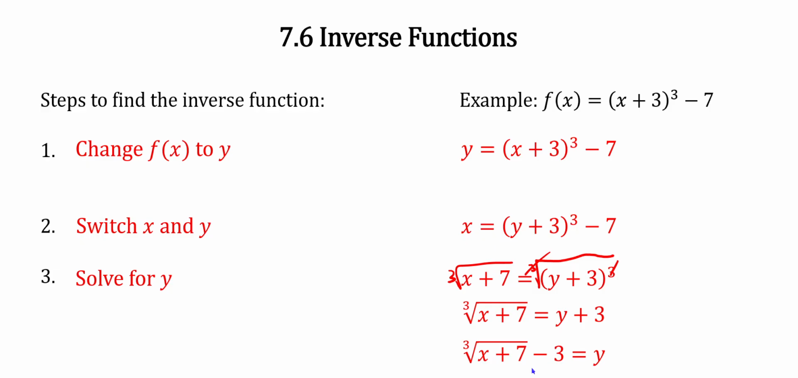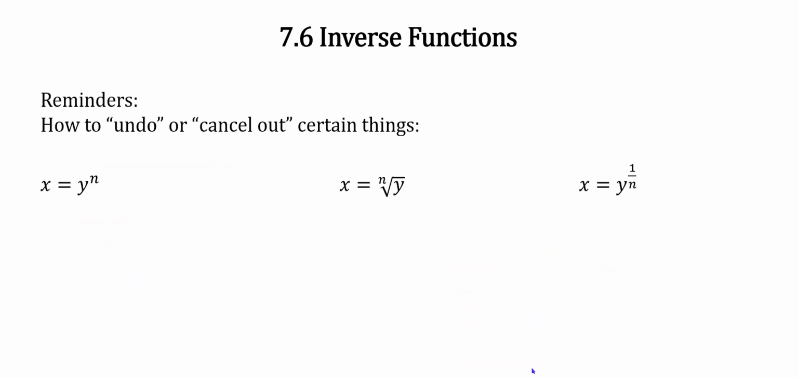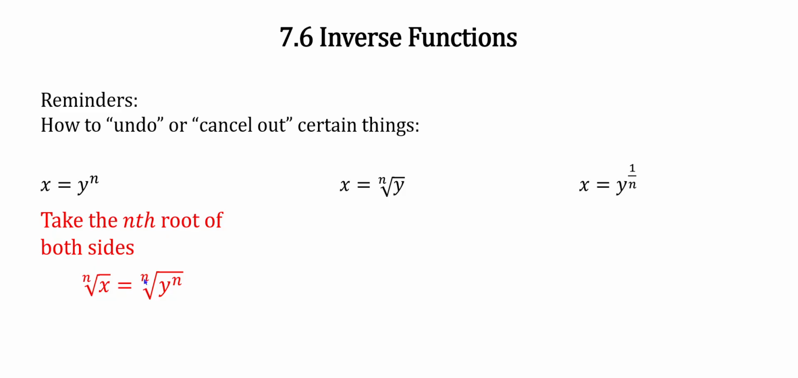Okay, let's try it out. Oh, we need to go over this first. How do I get rid of the nth power? You take the nth root of both sides. Whatever this power is, you take that root. And the idea is this and this cancel each other out. So y would be the nth root of x.